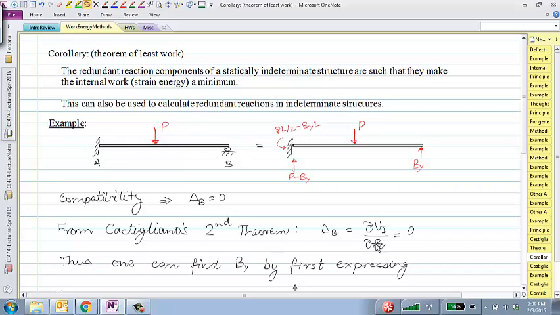But if we use this Castigliano's second theorem, we can express the internal energy stored in the beam in terms of this unknown reaction force By and take the derivative of that internal energy with respect to By and set it equal to 0, because we want delta B at this point to be equal to 0. So when we take the derivative of energy with respect to a force and set it equal to 0, we are minimizing the energy with respect to that force. And that's why this is called the theorem of least work. So let's see how that works.